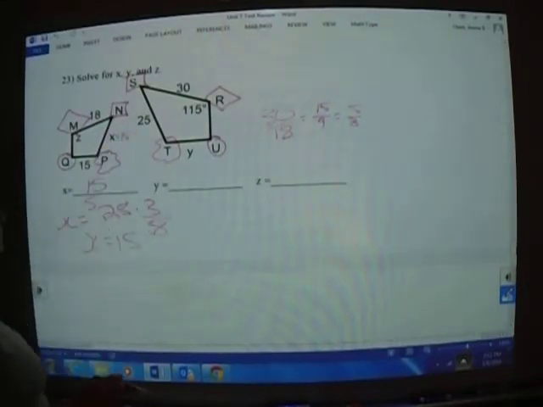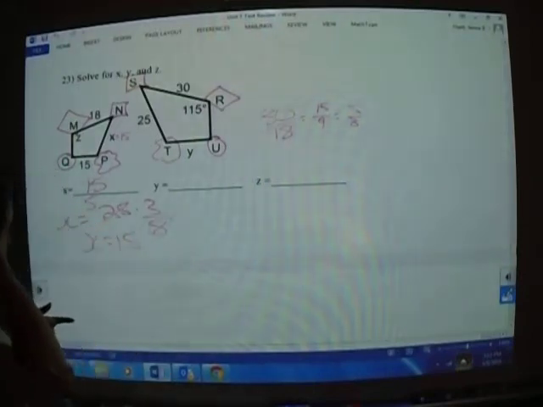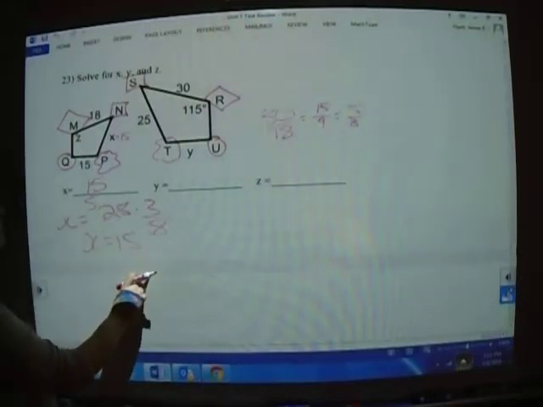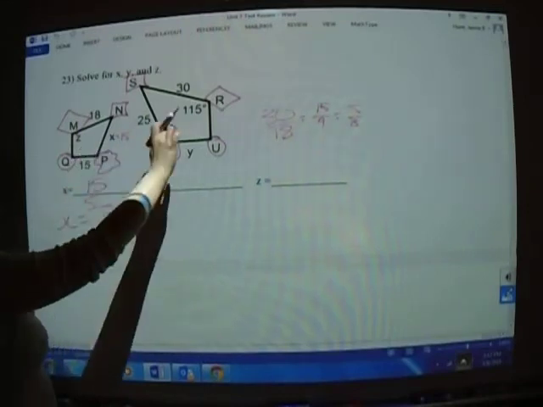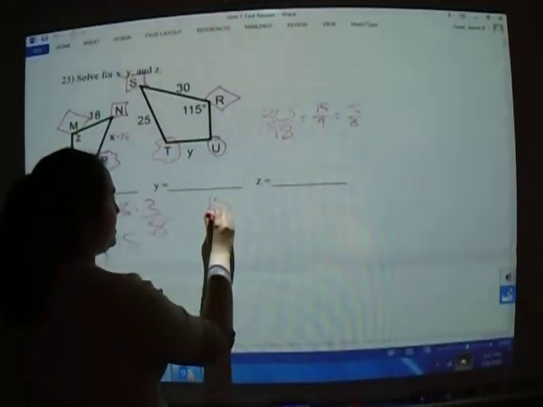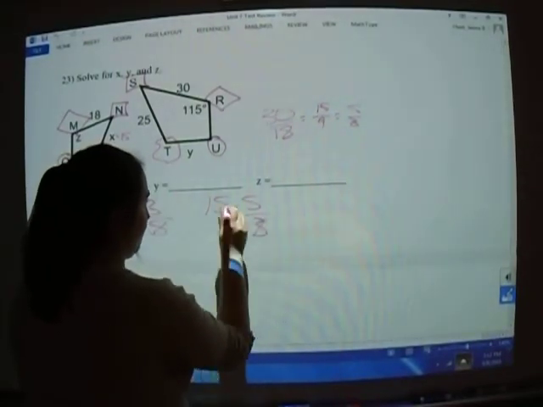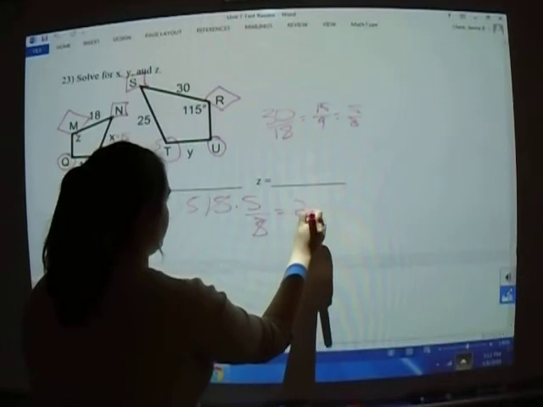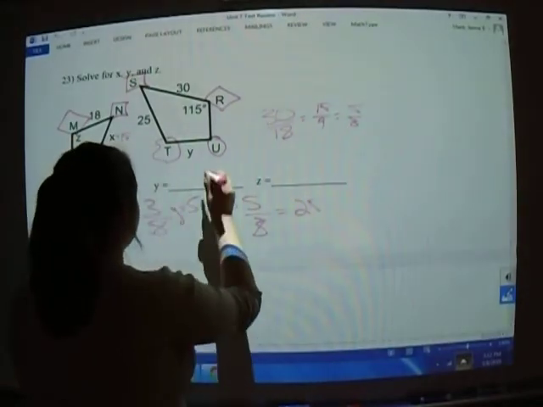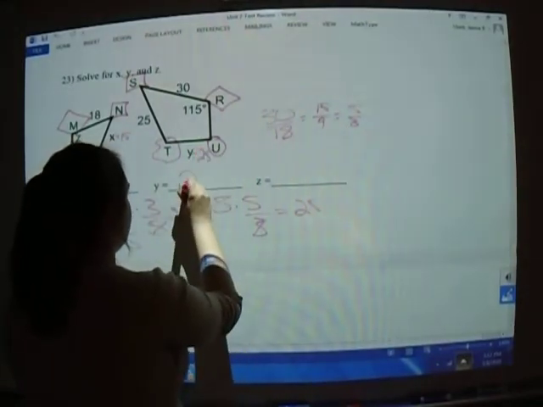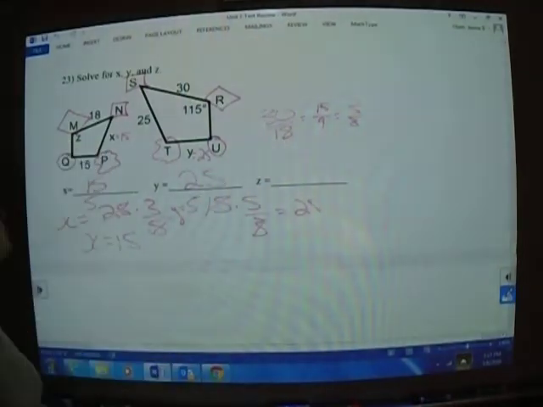So now for y, TU is similar to PQ. So we, once again, are multiplying. This time we're multiplying to make it bigger, right? Because this is the smaller one going to the bigger one. So we have 15 times 5 over 3 equals 25. And that's y. Okay? Y equals 25.